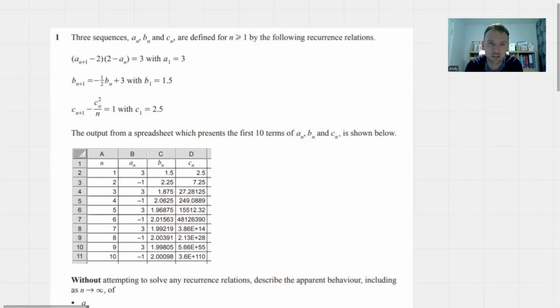Before I get into the questions, which I'm going to timestamp at the bottom, there's a little bit of general feedback that you should watch out for first. And that's mainly to do with the command words and the level of detail that you need to show and the level of rigor that you need to show.